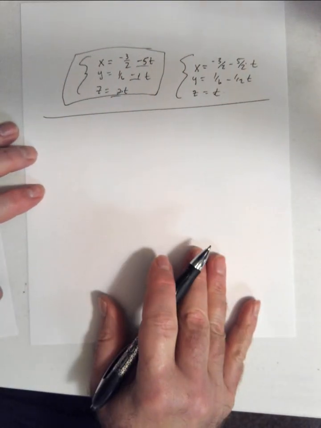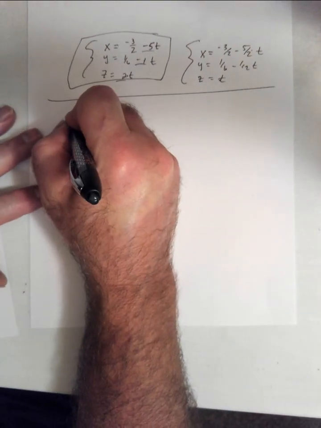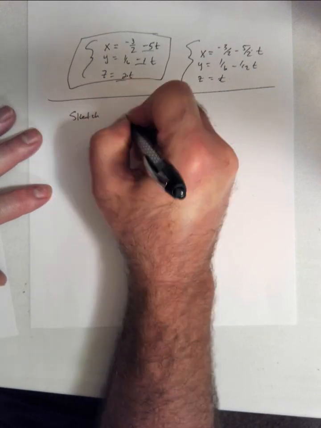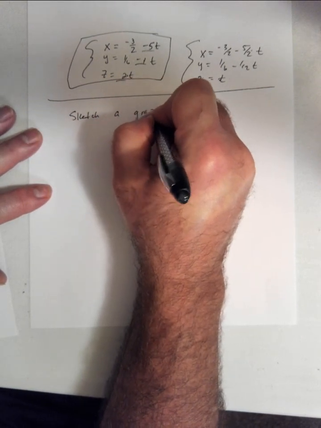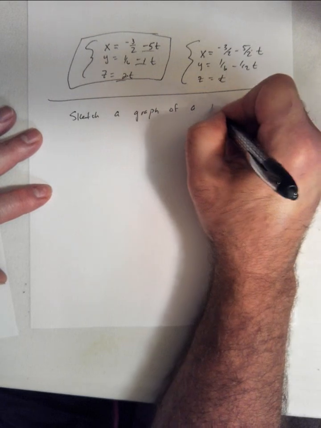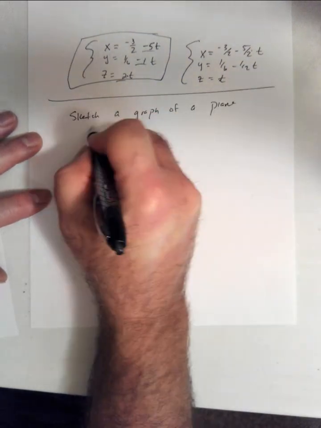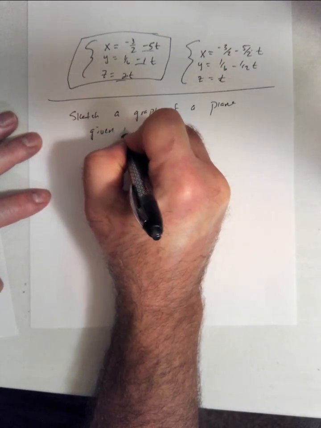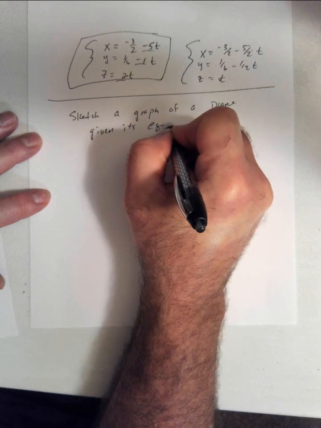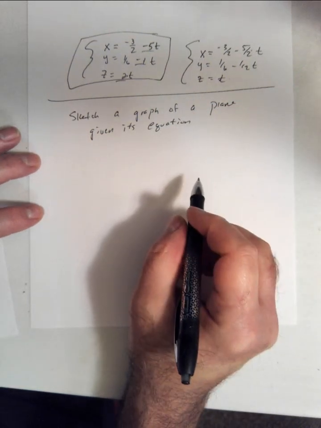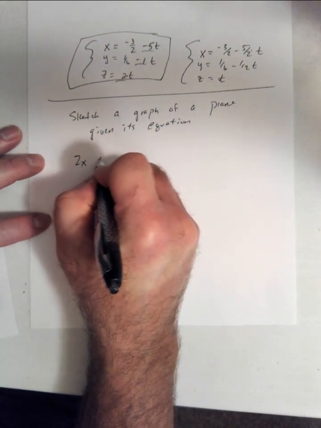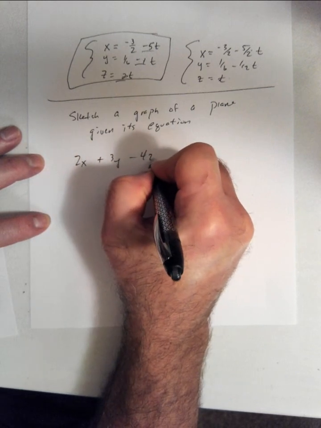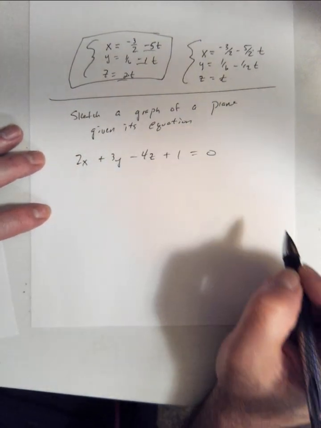Okay, 2 more things, and we are done for the year. Woohoo! How do you sketch a graph of a plane given its equation? So let's say I've got 2x plus 3y minus 4z plus 1 equals 0.